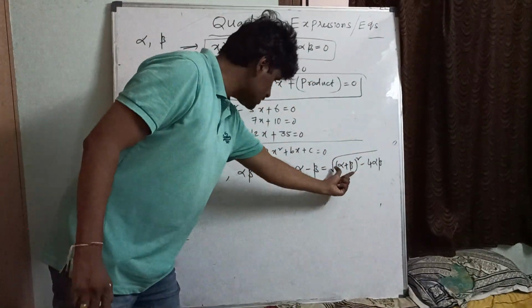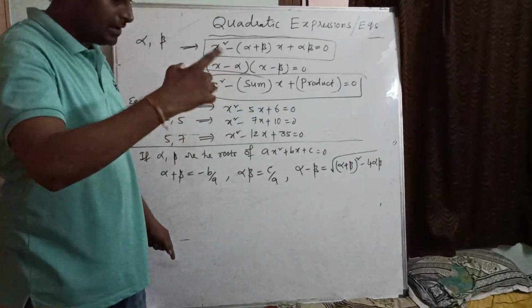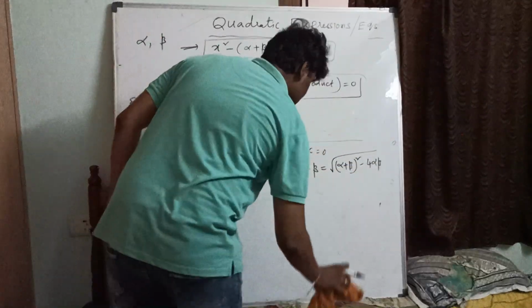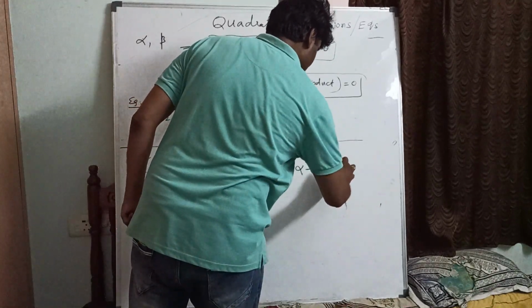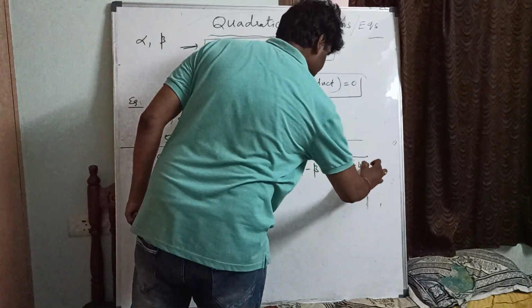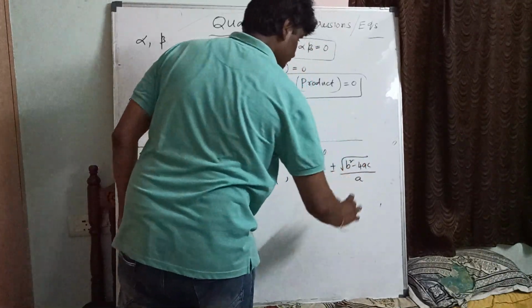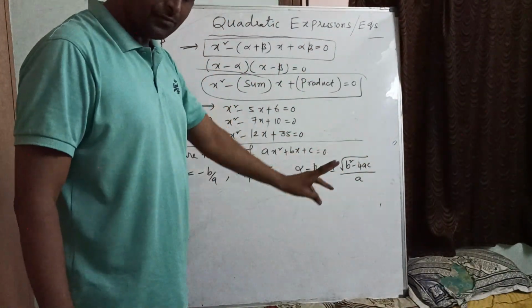So there we can use sum of roots, there we can use product of roots. So finally we'll get the formula. See, how can we get the formula? Plus or minus root of b square minus 4ac by a. Clear? So that is the direct formula for difference of roots.